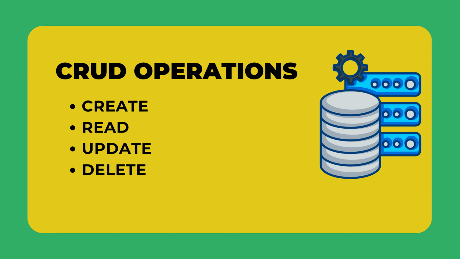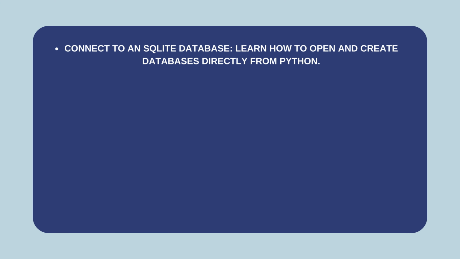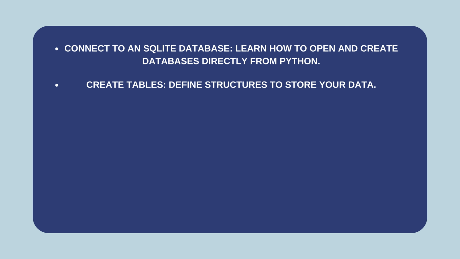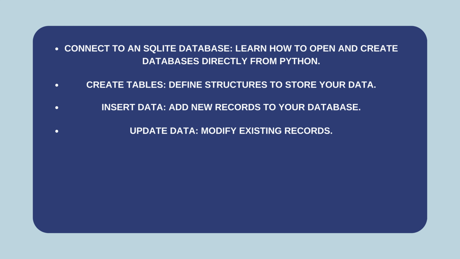Let's get started! By the end of this tutorial, you'll know how to connect to an SQLite database, that is, learn how to open and create databases directly from Python, and create tables to define structures to store your data. Insert data, meaning add new records to your database, and update data, that is, modify existing records, and remove records from your database. So grab your Python environment and let's dive into the world of SQLite and Python. Let's make data management easy and fun.